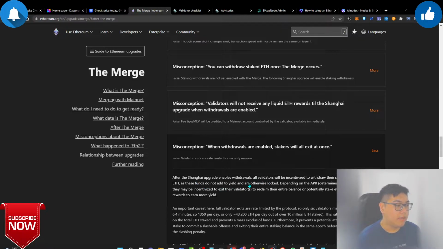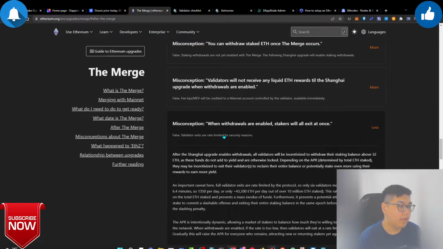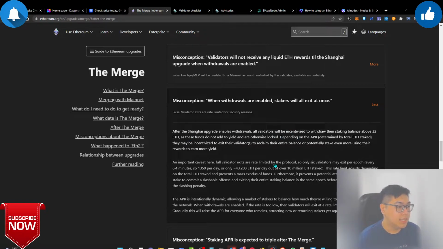And of course from there, trust me, not everybody is going to sell, because there are supporters of Ethereum itself. And yes, there's more proof of stake, more validators equals more security, definitely. And of course, when the withdrawals are enabled, stakers will exit all at once. Not really true, because people are loyal towards Ethereum. And you can see that they have a model to counter this type of issue.